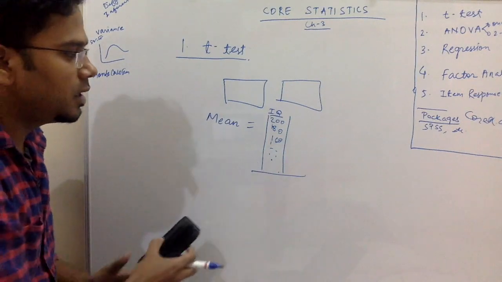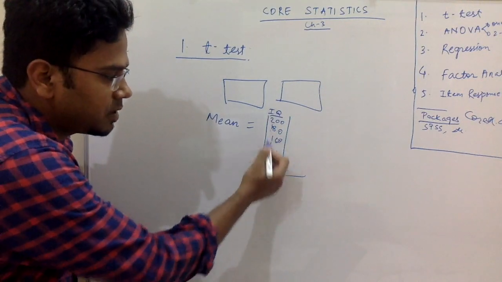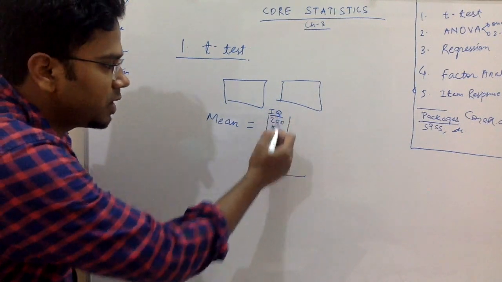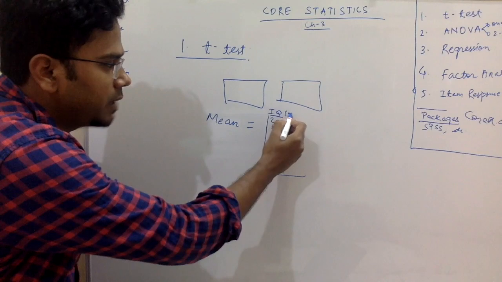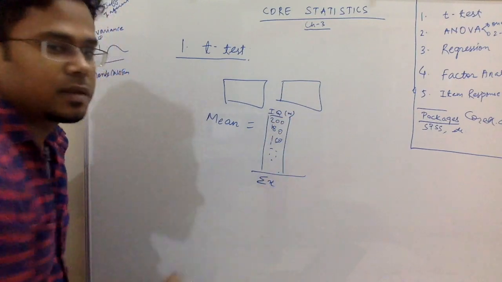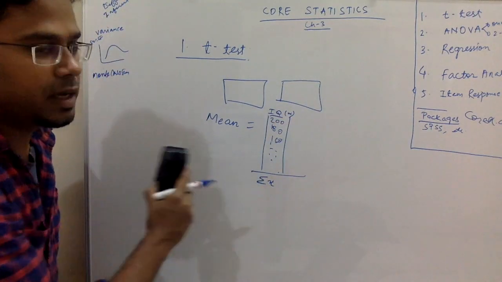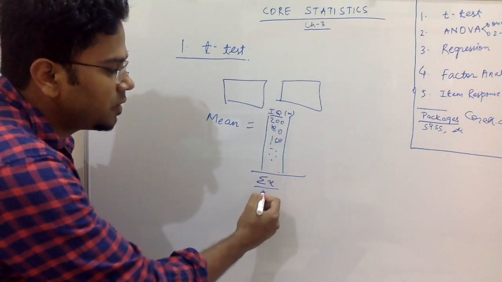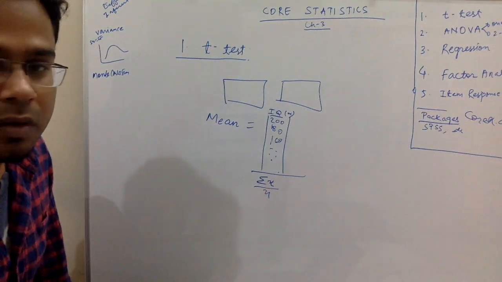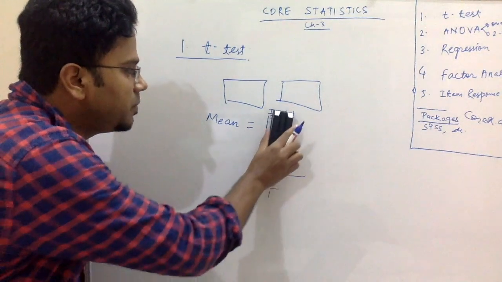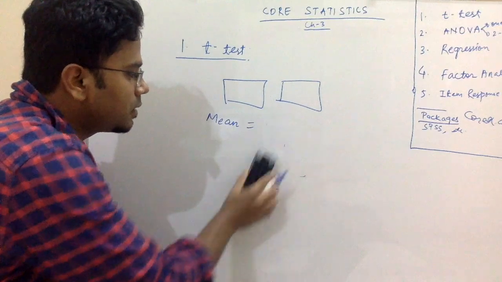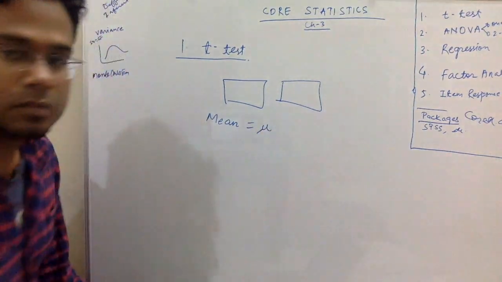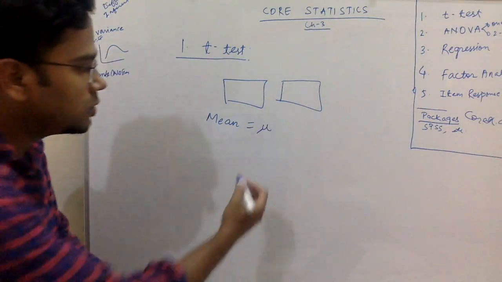So for the mean, the summation, the sum of all this, we write as sigma. Let's say this variable is called IQ, let's call it x. So it would be sigma x, or sigma x_i, where i is equal to 1 to n, divided by the number of observations, n. Don't worry. The mean we generally denote by a Greek letter called mu.